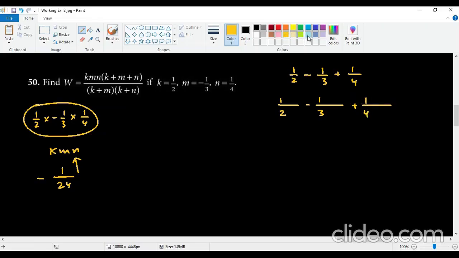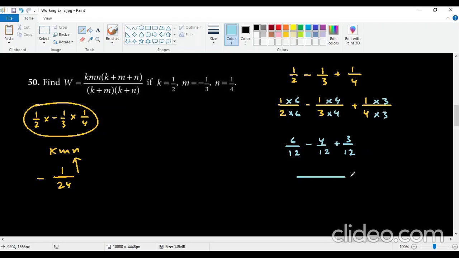Now this is the one, and I'm changing the pen color. The LCM of 2, 3, and 4 is 12. So 2 times 6 is 12, 3 times 4 is 12, and 4 times 3 is 12. Now I'll multiply the numerator by the same number to make the denominators equal. This gives you 6 over 12 minus 4 over 12 plus 3 over 12.